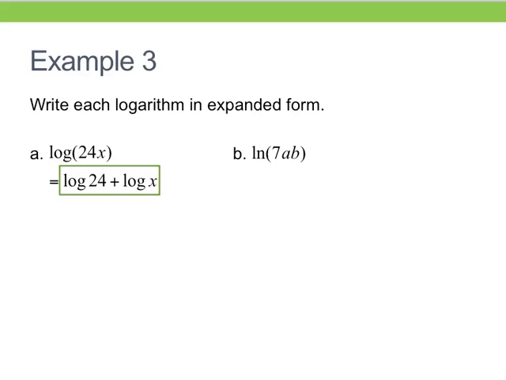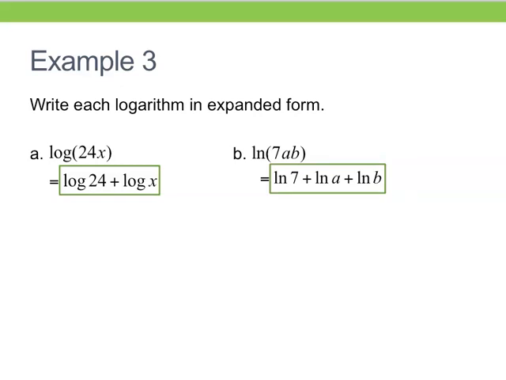Second one, we have ln of 7ab. Now we have a product of 3 numbers, 7, a, and b. But this works the same way. So this is equal to ln of 7 plus ln of a plus ln of b. And that is as expanded as it can be.